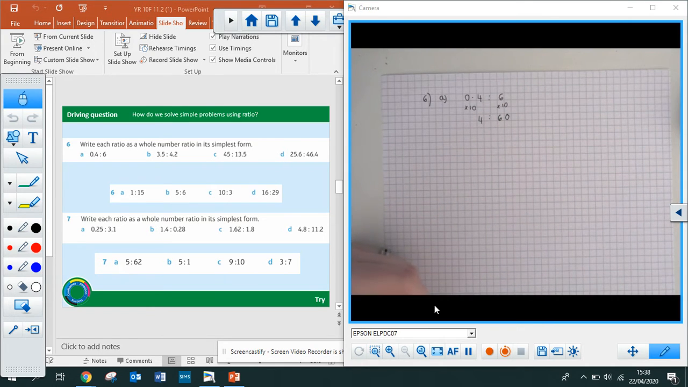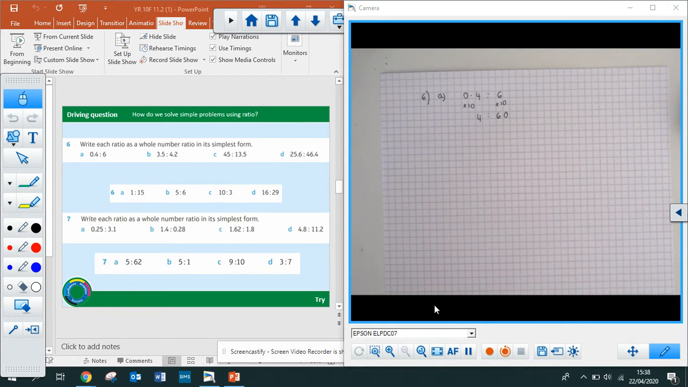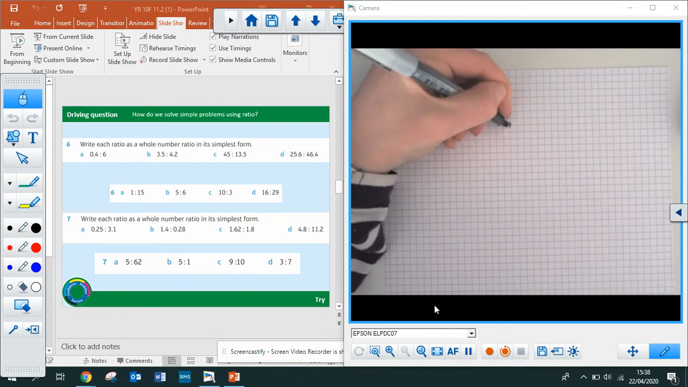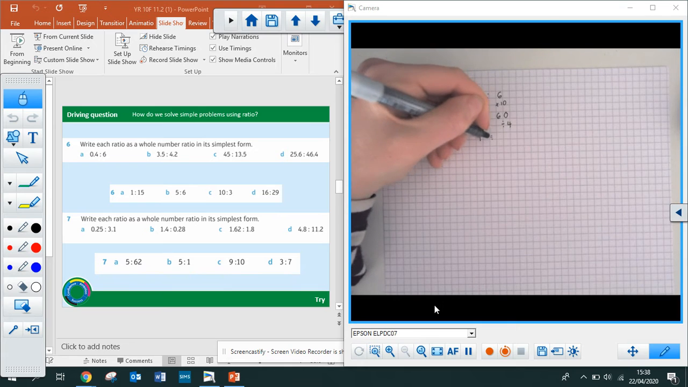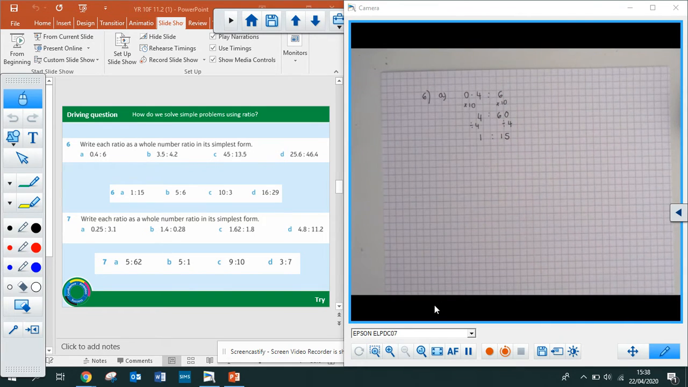I now need to simplify, because they're both even numbers, so I know they're at least divisible by 2 in order to get it into its simplest form as the question's asking. Okay, but I know the highest common factor of 4 and 60 is 4, so I'm going to divide both sides by 4, and that leaves me with 1 to 15 as my simplified ratio for part A.